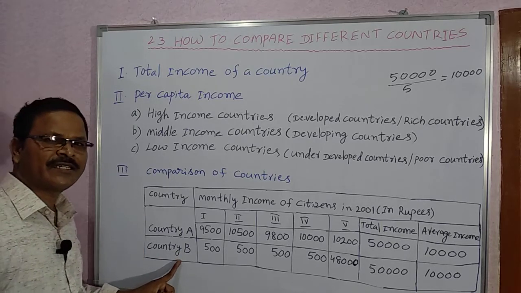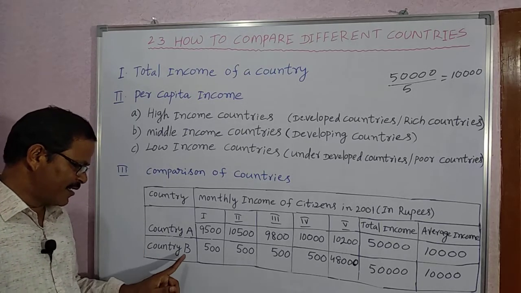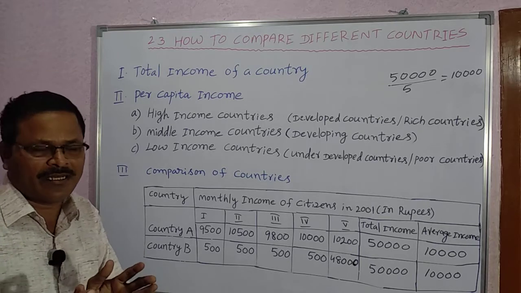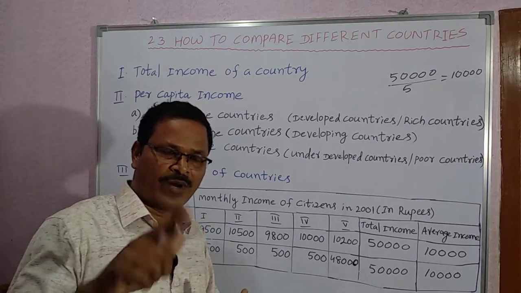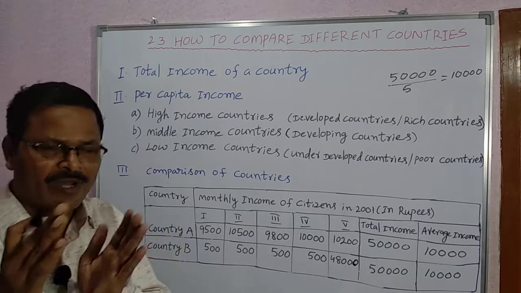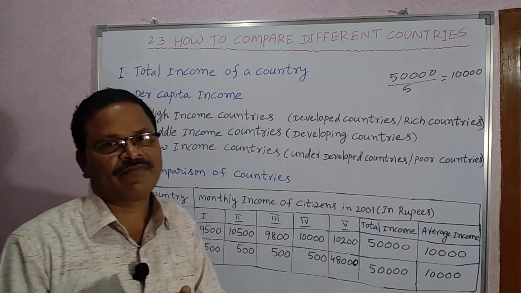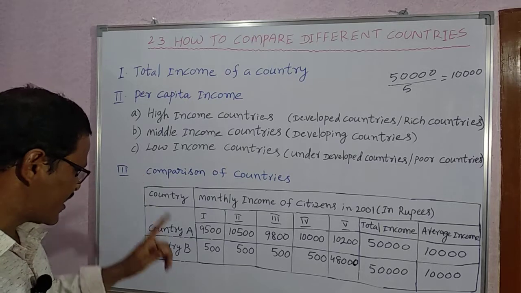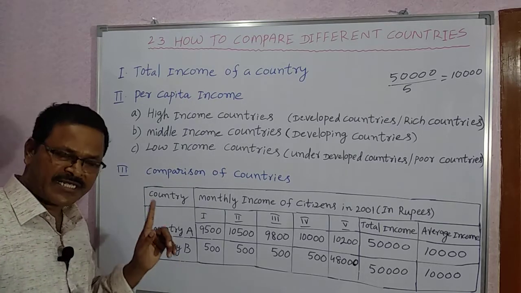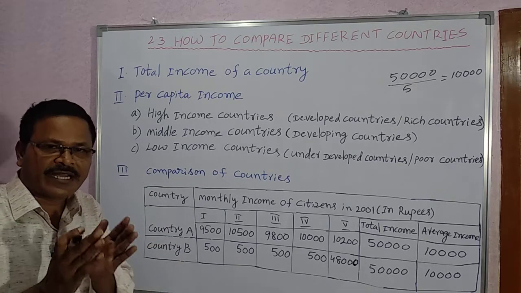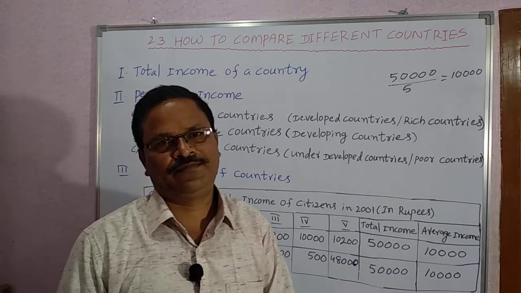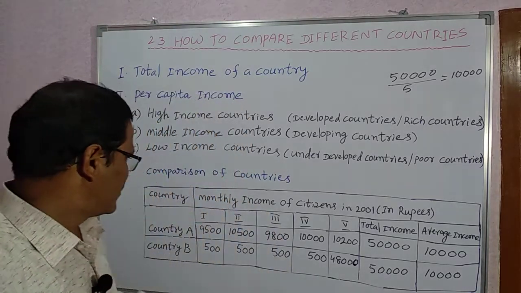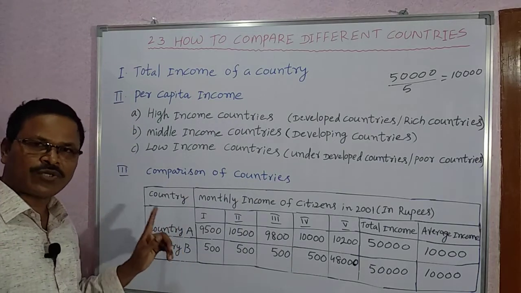What about this country? In this country, most of the people are very poor, and one person is very rich. Simply we can say this is a country with rich and poor. This is not a preferable country to live in.